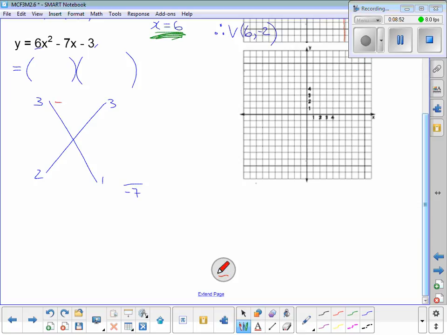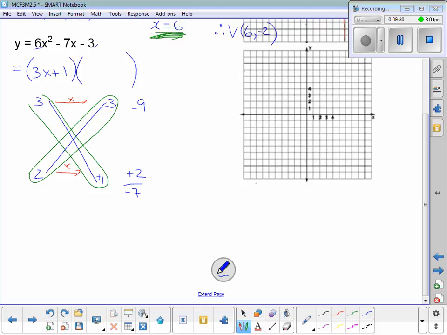So for my method again, I go across for multiplying. So 3 times 3 is 9, 2 times 1 is 2. Can I make 9 and 2 add up to negative 7? The answer is yes. A negative 9, positive 2. That means that 3 is negative, that 1 is a positive. Then from there, my factors that go into the bracket are along the x. So the first one would be 3x plus 1. The other one is going to be 2x minus 3.